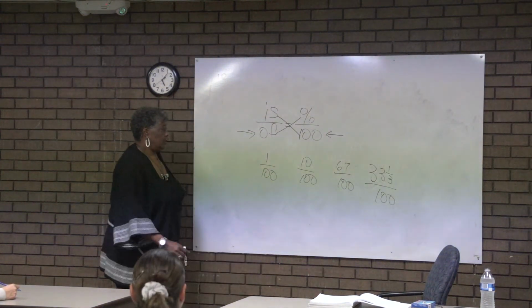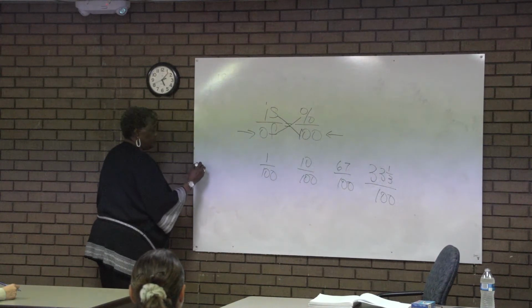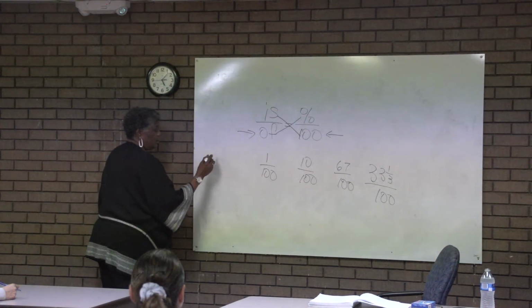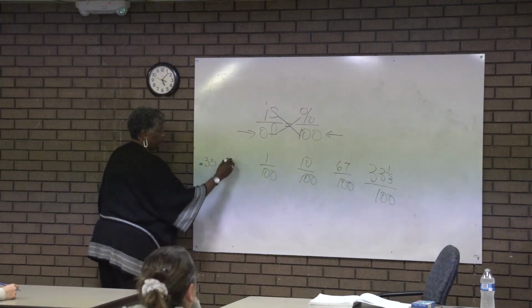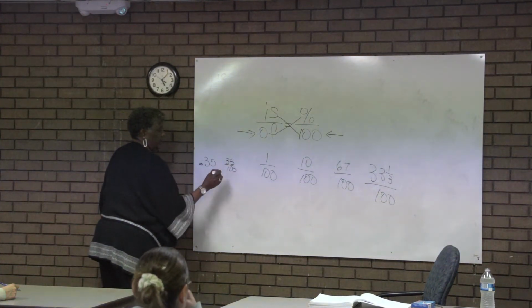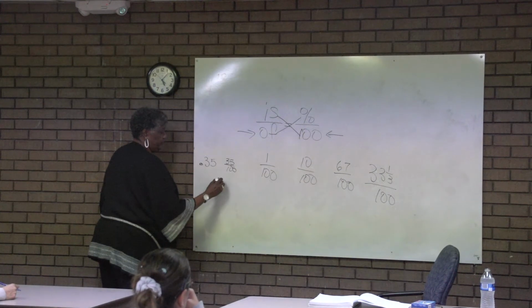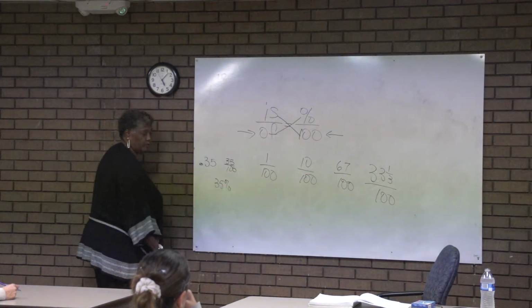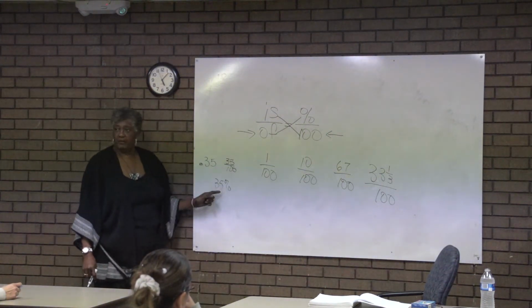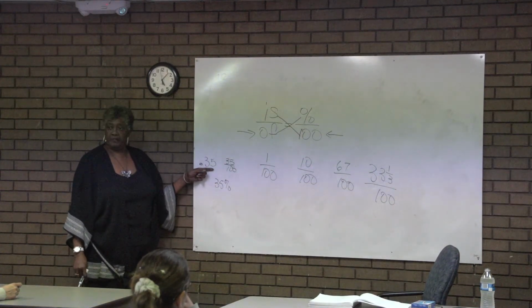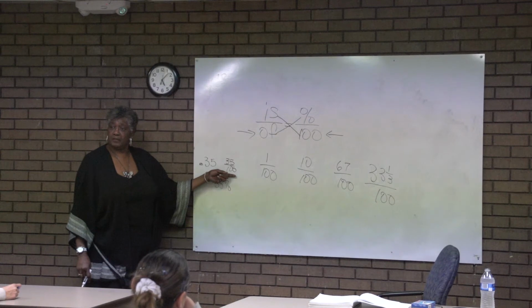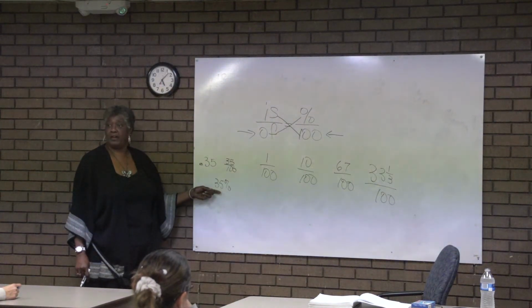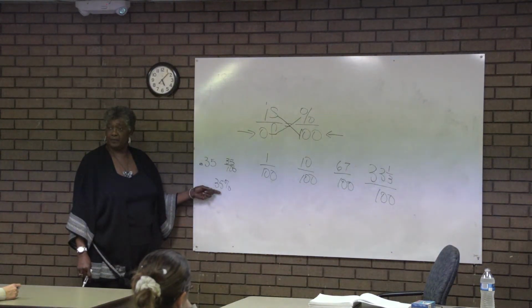Remember, we have decimals, we have fractions, and we have percent. These are equivalent. This says 35 hundredths. This says 35 hundredths. This says 35 out of 100. It's just a different way to express it.